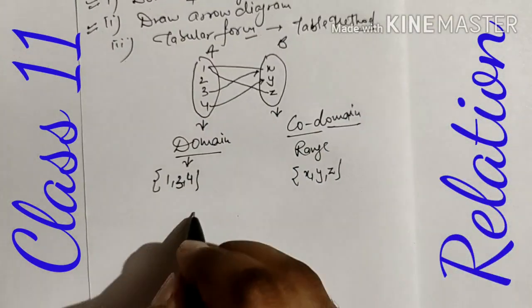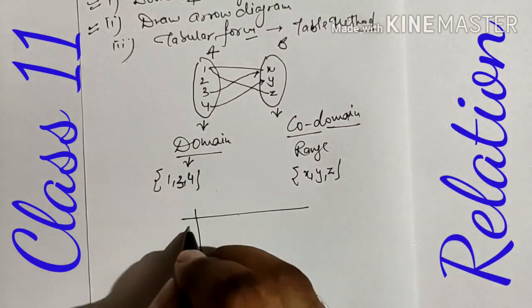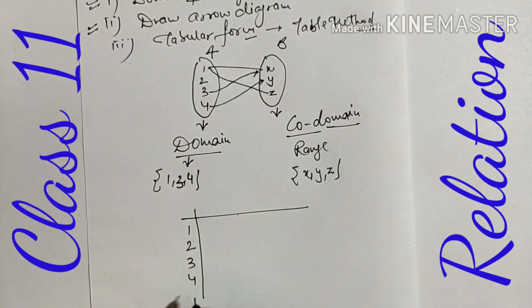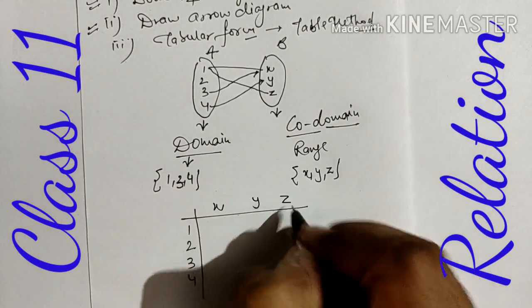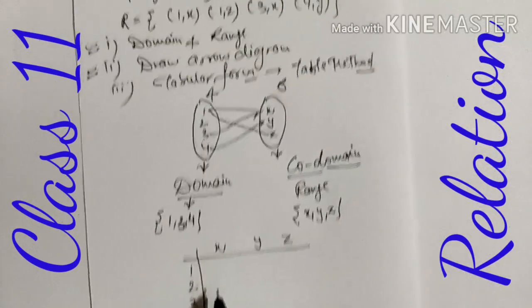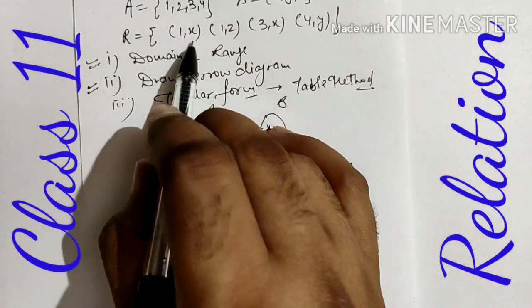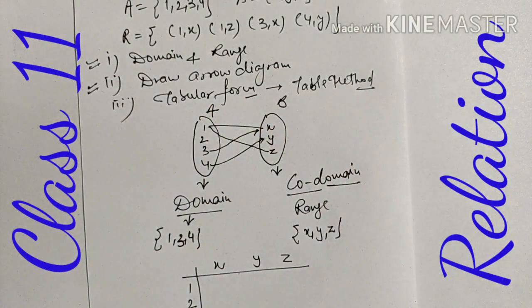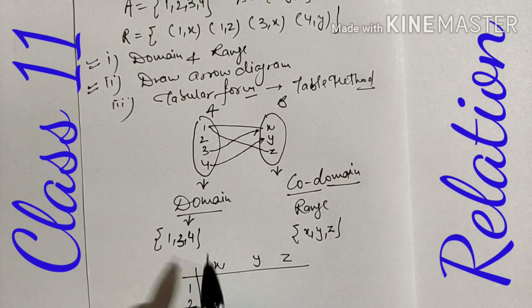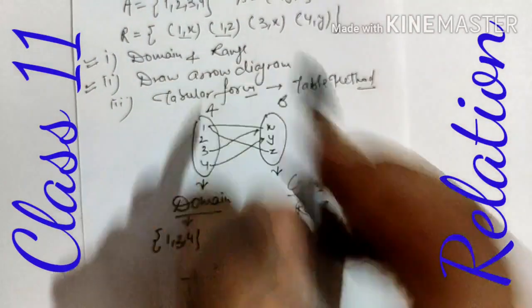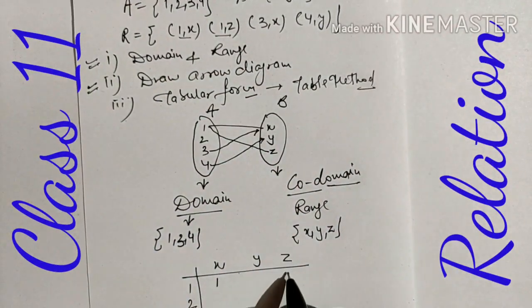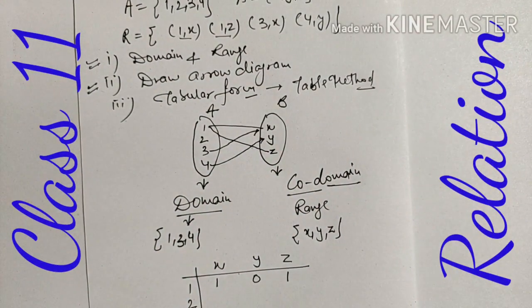In the table method we can say like this: inputs 1, 2, 3, 4, outputs x, y, z. What we see here is, if there is a pairing in the relation, we write 1. If there is no pairing, we indicate 0 for it. 1 is connected with x, and it is also given for z. So in front of x and z, we write 1, otherwise 0.